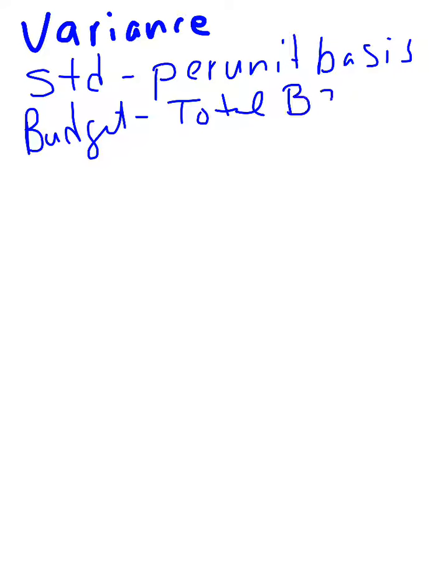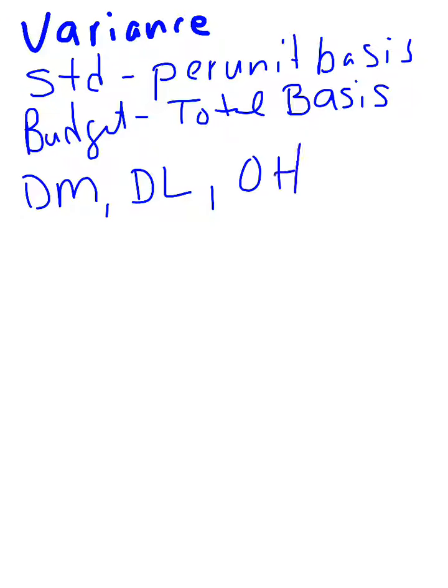So when we get ready to look at different variances, we have variances for direct material, we'll have variances for direct labor, you can also have sales variances, and we can also have overhead variances. And we're going to be looking at these cost variances, and that's what you're going to have as far as your test is concerned. Are cost variances.